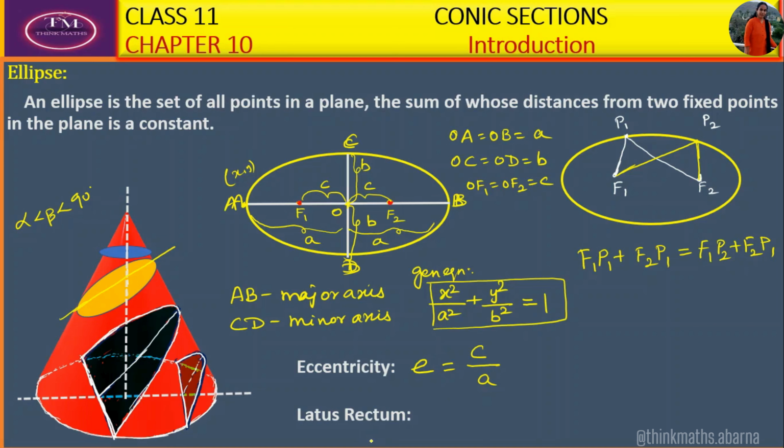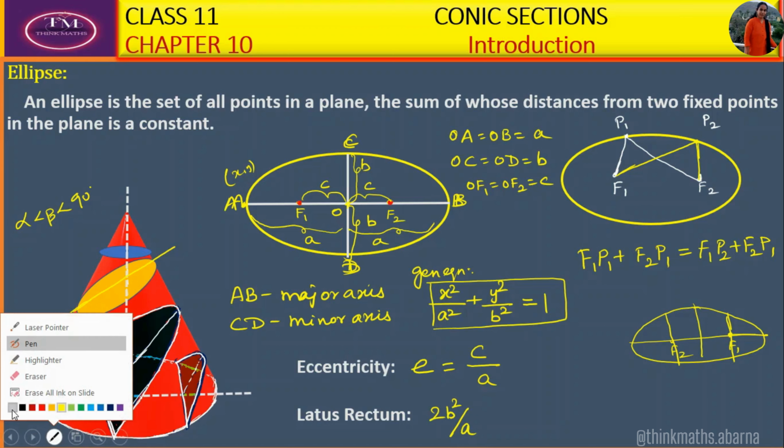Next one is latus rectum. So latus rectum is nothing but, if this is the ellipse and we have the major axis and minor axis and we mark the focus here, the line passing through the focus is called the latus rectum. So its value is 2b square by a. Okay, clear? So these are the formulas.